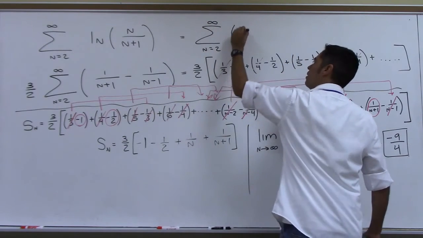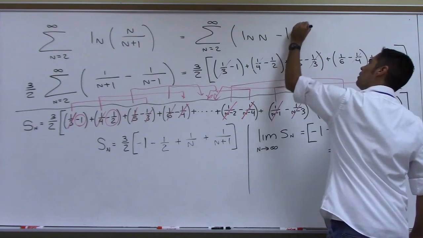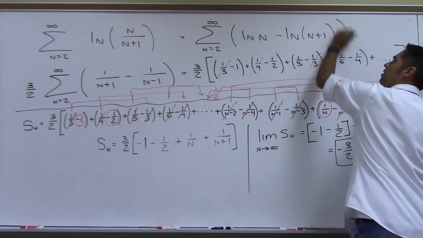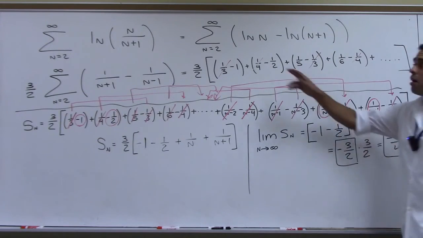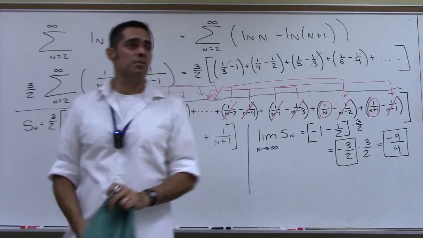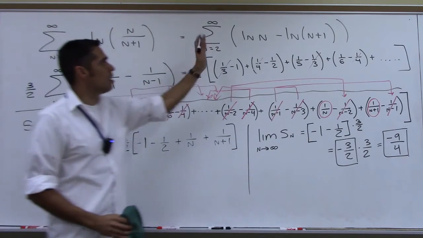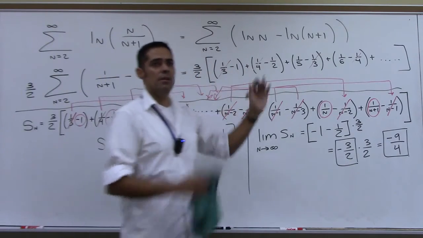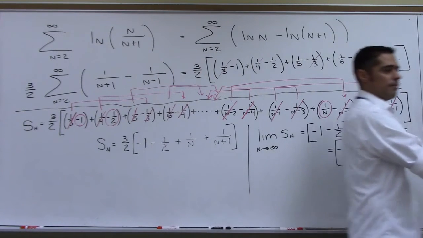That's right. You can split it into 2 logs, can't you? I don't know if that's what you were going to say, but if you have log of division, you can split it into 2 logs with subtraction, can't you? And now you could start writing each of those out, and you would start to get collapsing at some point.